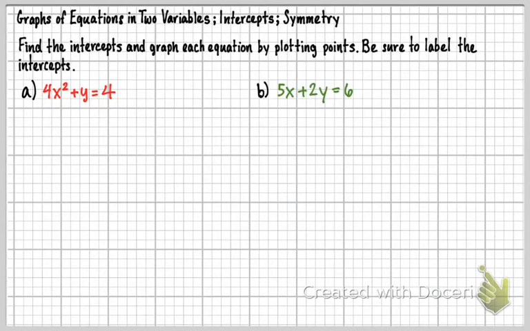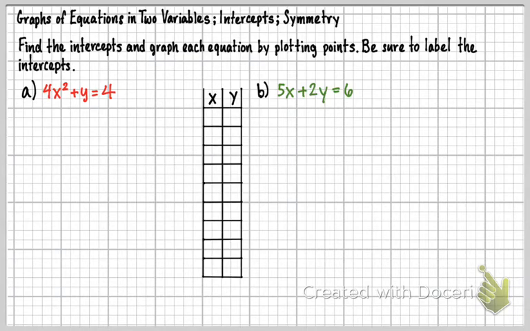This problem says find the intercepts and graph each equation by plotting points. Be sure to label the intercepts. So we're going to find the intercepts and then graph each equation by plotting. The first thing we're going to do is a table. We don't need our table right away, because first we're going to find the intercepts.